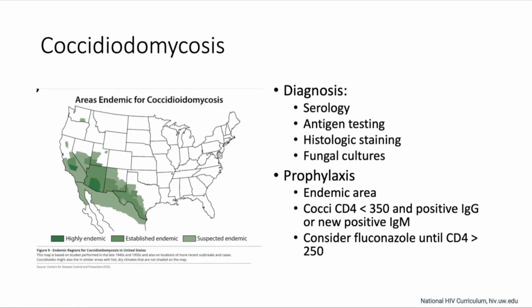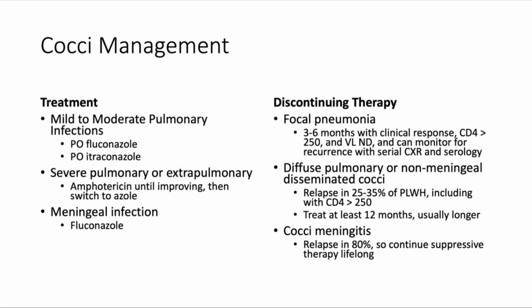A little less relevant for us here in Florida, but I had a co-fellow who moved out west and was shocked by all the Cocci she was seeing. And as we mentioned, if you have severe pulmonary and extrapulmonary disease, you do amphotericin until improving, and then you switch to an azole. I'm not going to go over again the criteria for discontinuing therapy.